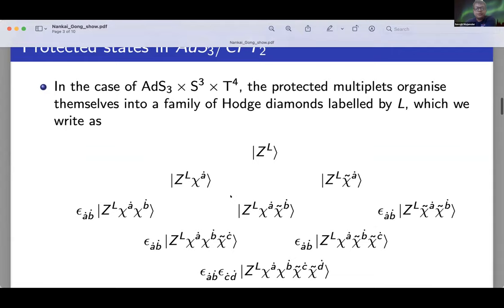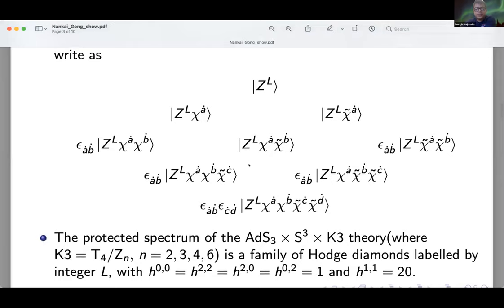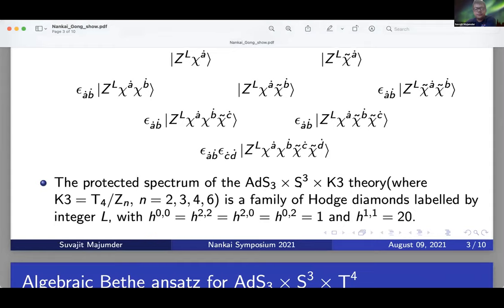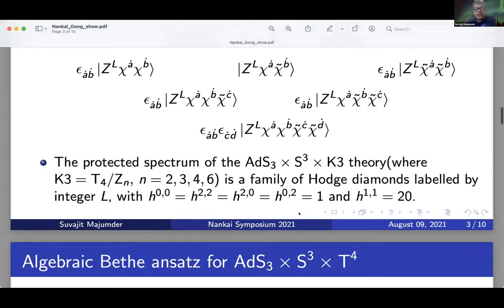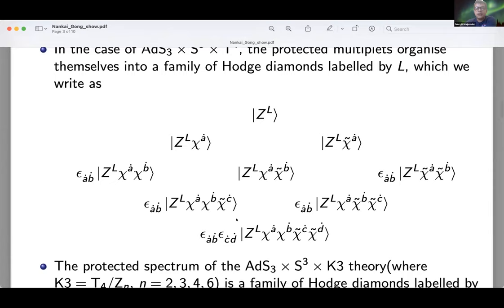So we look at AdS3 times S3 times T4 string theory, and in this background, in the planar limit, integrability holds. And we recover, using the so-called algebraic Bethe Ansatz techniques, the T4 Hodge diamond. And we do the same for orbifolds of T4, which resolve into K3s. In such cases, we recovered the Hodge diamond of K3. Basically, H00 equals H22 equals H20 equals H02 equals 1, and H11 equals 20. So these are the Hodge numbers. And in this T4 case, the diamond I have shown precisely gives back the T4 Hodge diamond.